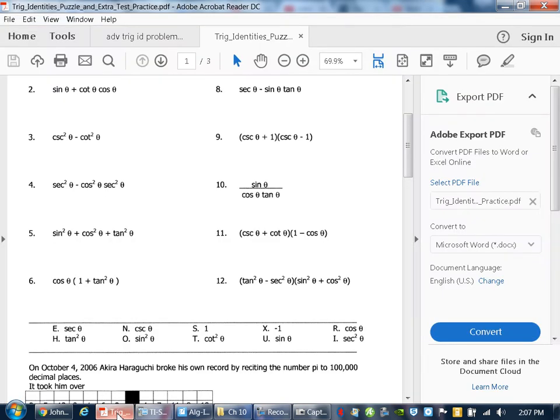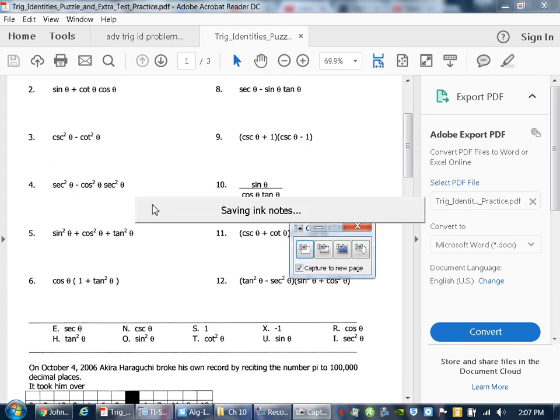Now, another one that I saw, which one was it? 4. On number 4, there's a couple of things that you could do.